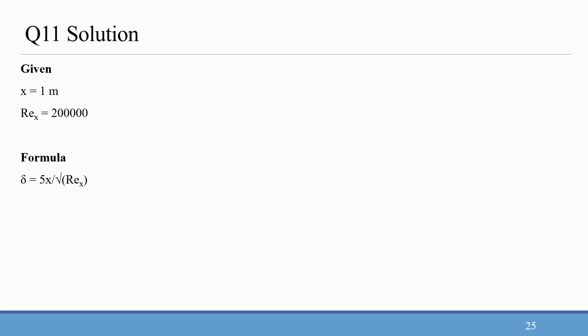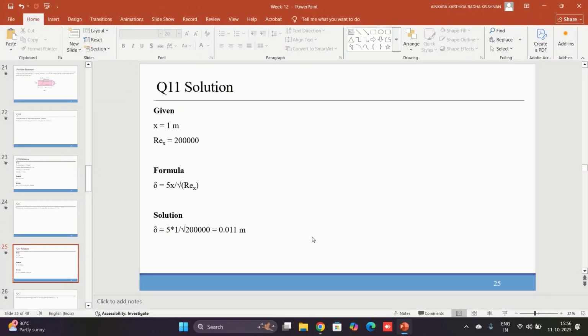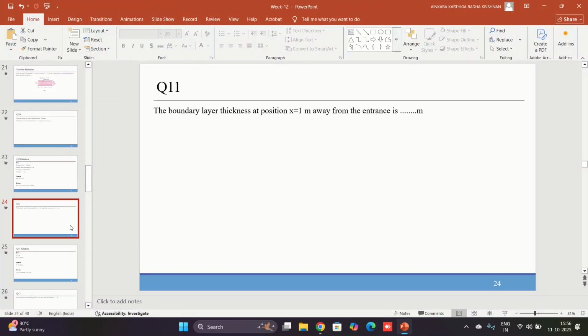Now the formula is delta equal to 5x by square root of Rex. Substituting everything: 5 into x is 1 meter, divided by square root of 2 lakhs. Square root of 2 lakhs is 447.2, and 5 divided by 447.2 is 0.011 meters. So boundary layer thickness is 0.011 meters. In centimeters it is 1.1 centimeter, but the question asked in meters, so it is not required.